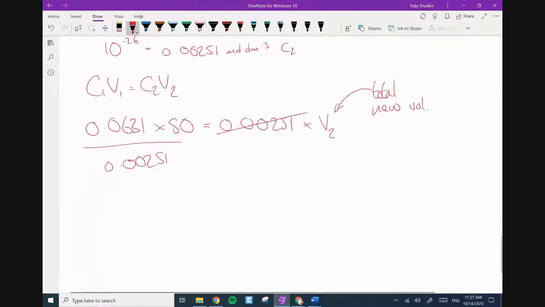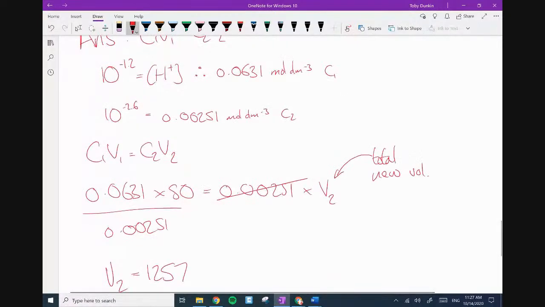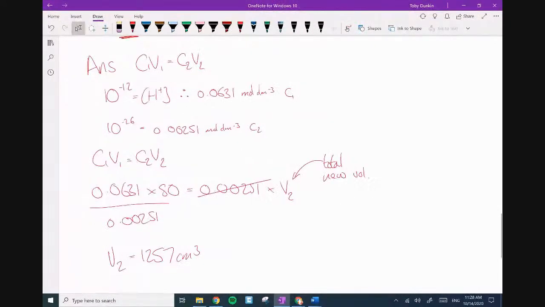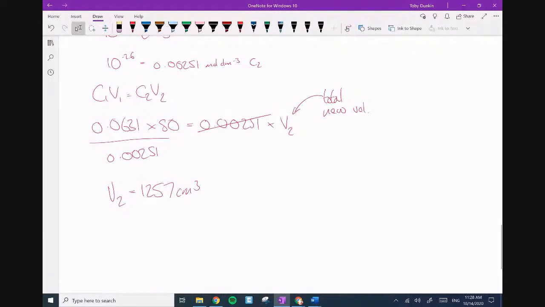Right. Run that through my calculator. 0.0631 multiplied by 50 equals. Divide that answer by 0.00251 equals. V2 equals 1257 cm cubed, because I was in cm before, so it'll spit out cm after. Now there's a trap here, because that's not the answer. Kayun's got it right. Well done, Kayun. Yeah, well done, Donna. Smashed it.